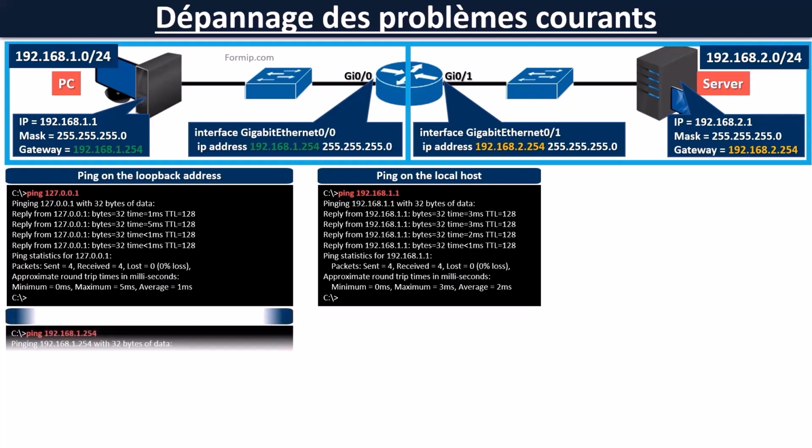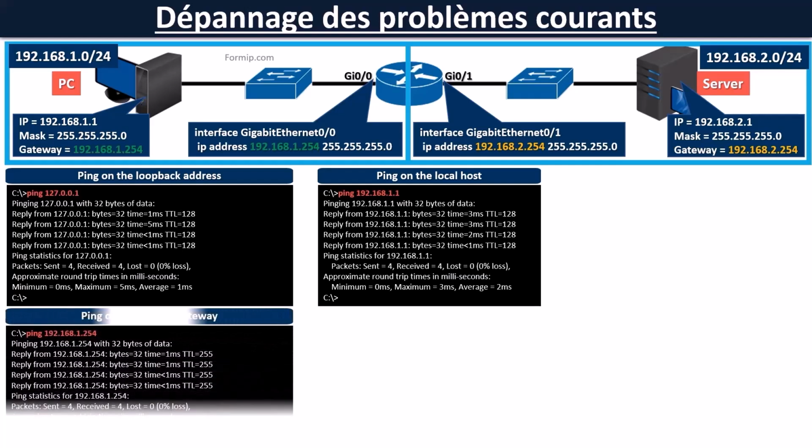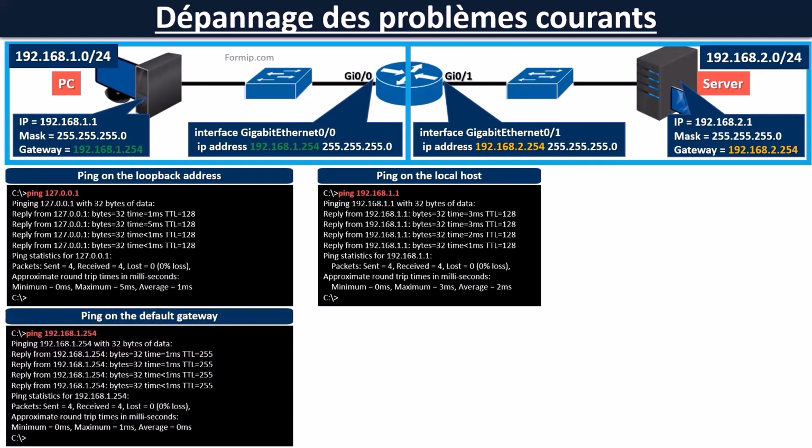If the problem has still not been targeted, we can test a ping to the default gateway. In principle, this is the IP of the router's interface. On this topology, it is the IP 192.168.1.254. If the ping works, it means that the network card is well connected to the switch and that it can communicate correctly with its own local network. And if the ping fails, it's because there's a local problem that could be anywhere between the PC and the router.